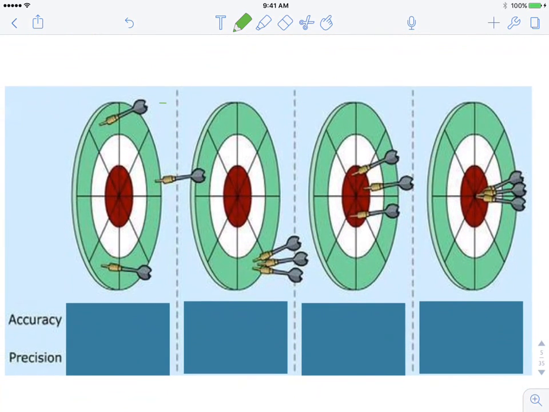Take a second here, look at this archery pattern, pause the video and fill this out. Write accurate, precise, yes, no. Then tomorrow in class, when we look at this together, we'll talk about it. This will be one of your homework things that you need to do.